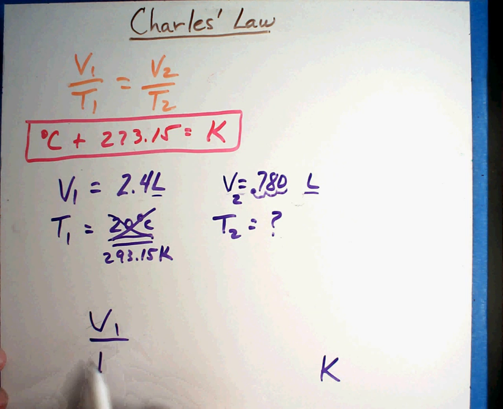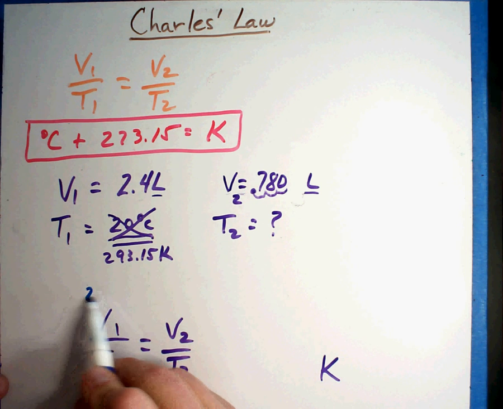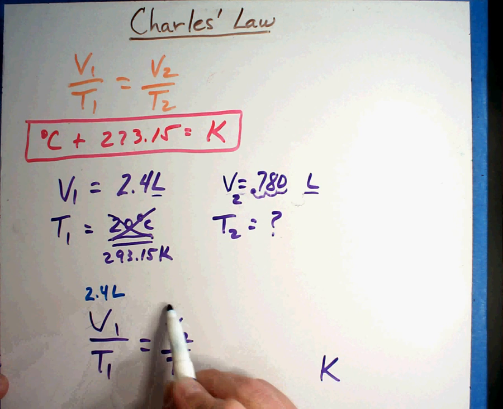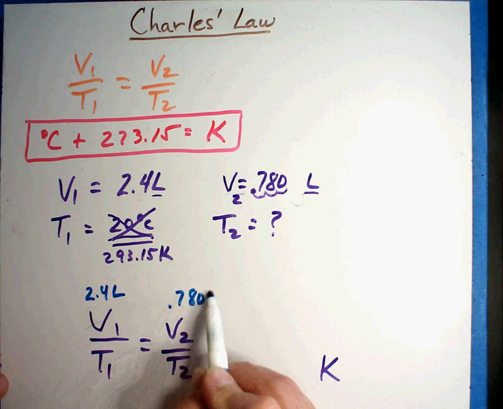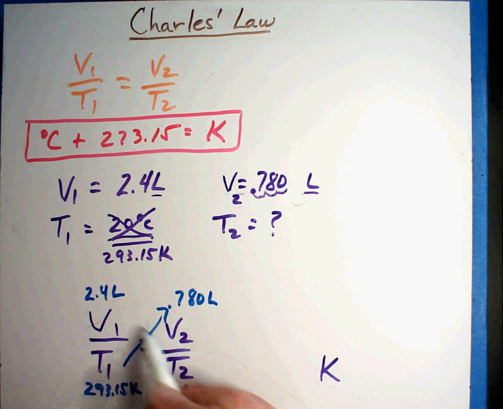V1 over T1 equals V2 over T2. Remember, you better write the formula and plug your numbers in. So let's see what we get. The gas has a volume of 2.4 liters. There's that one. It changes to 0.780 liters. Those match. Very good. This is 293.15 Kelvin. We had to convert it. And there is X. To solve it, I'm going to cross multiply. So that means I'm going to do this kind of thing.